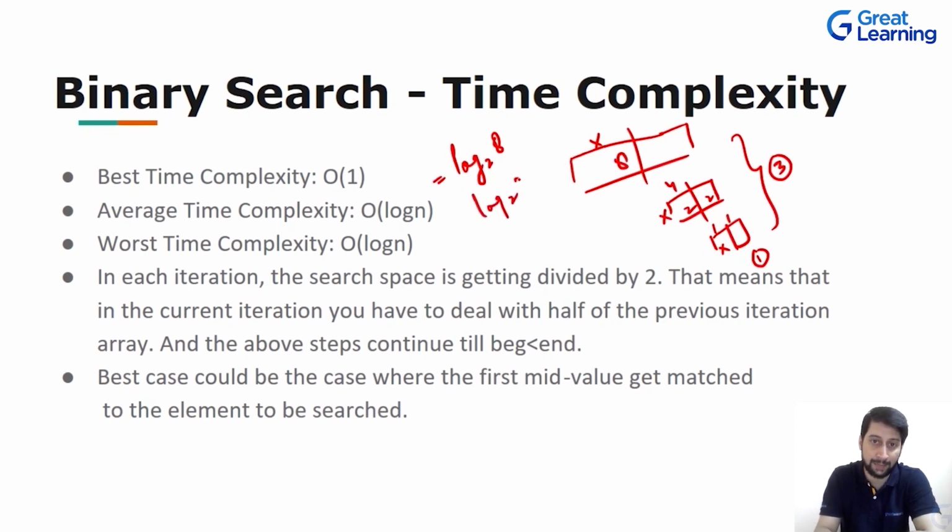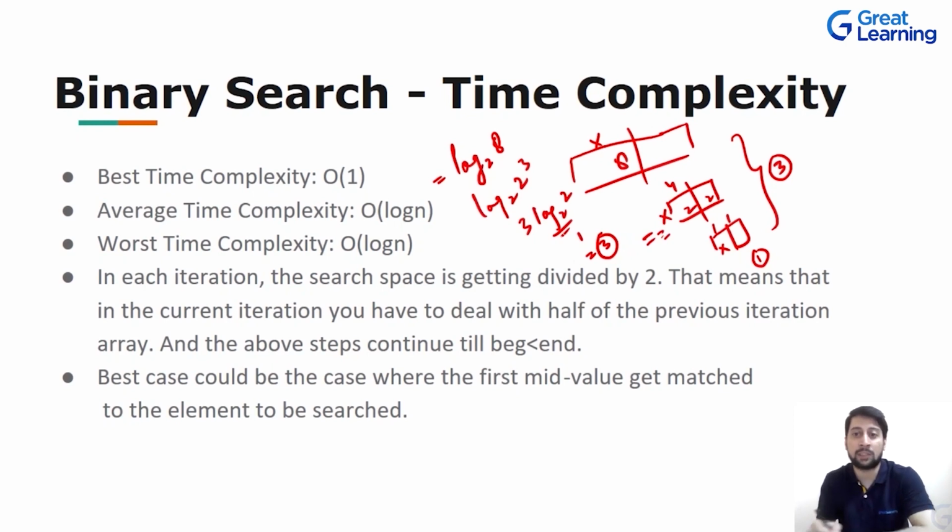Obviously, when I do this, this can be written as 2 raised to the power 3, right? And this can be written as 3 into log 2 to the base 2. Now this is 1, and now you get the answer as 3. So this 3 and this 3 are equal. That means if I talk about the worst case time complexity of binary search, it will be somewhere around log n. As we saw, in 3 steps we were able to find the element, and log n, that means log 8, the answer of that is also 3.